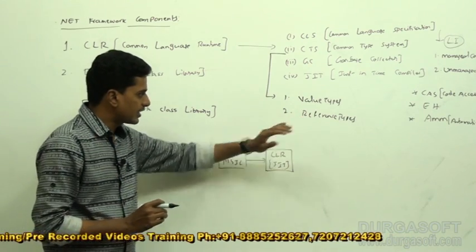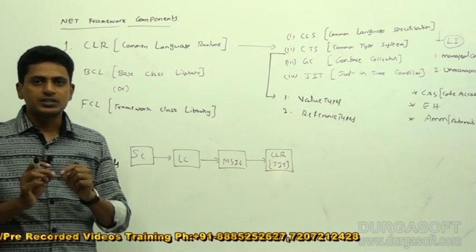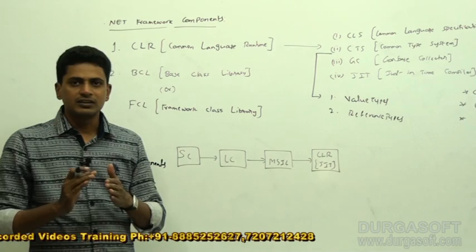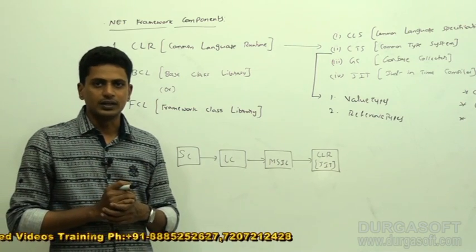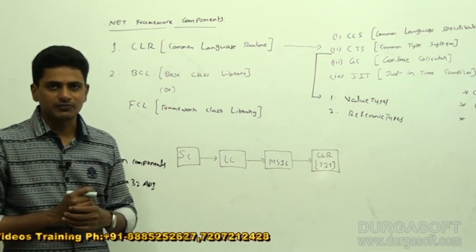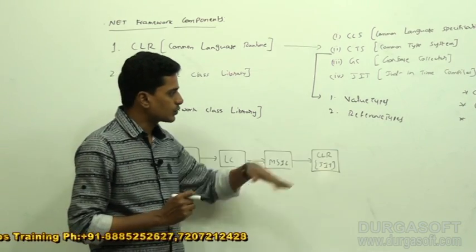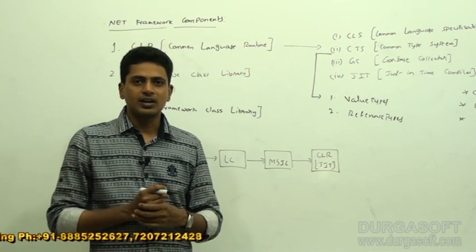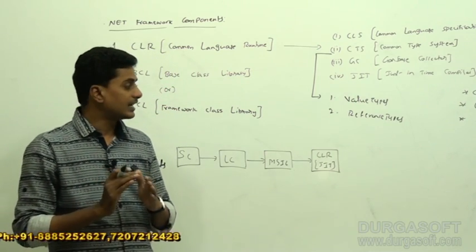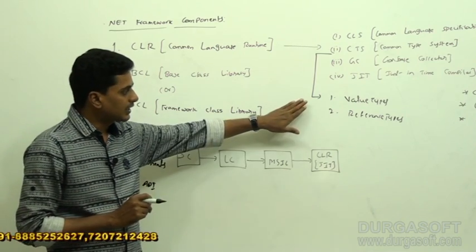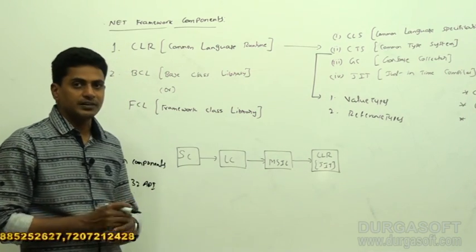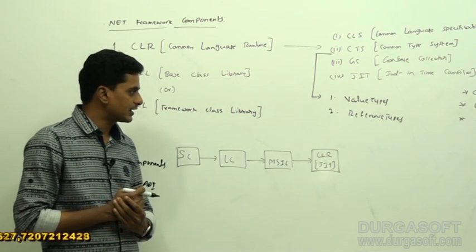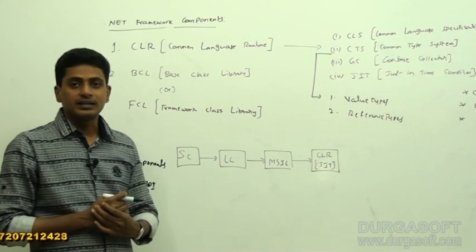Whereas reference type means the value is not stored directly in its memory location; rather, the value is stored in another memory location. This is known as reference type. Reference type works with the heap mechanism. For value type, CLR provides memory at compile time. For reference type, CLR provides memory at running time.